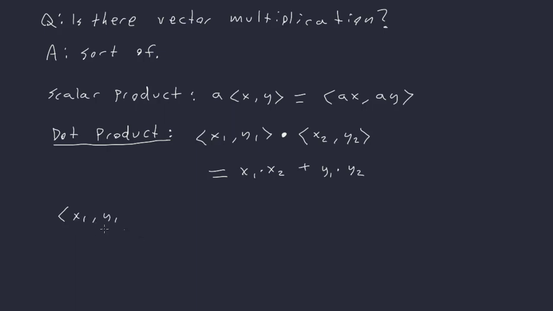If you have the vector x1, y1, z1, and you're dotting that with the vector x2, y2, z2, you take the x1 and the x2 and multiply them together. You take the y1 and the y2 and multiply them together, and the z1 and the z2, and multiply them together, and sum them. This gives us what is called the dot product.